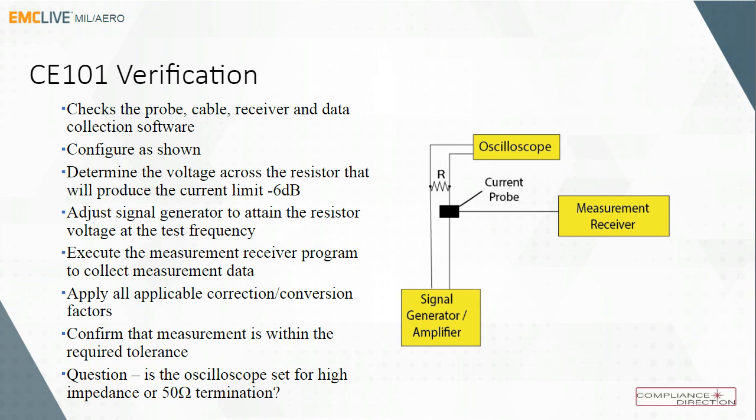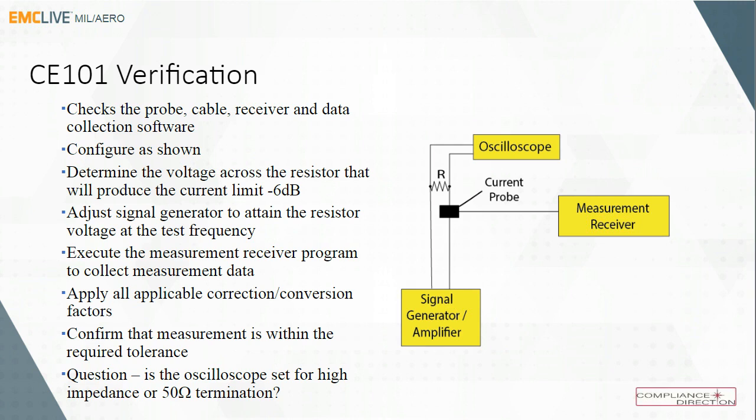6 dB is one of those default margins to see that we can accurately measure below the applied limit line here. We adjust the signal generator, and we might have an amplifier involved depending on what resistor you chose, to attain the resistor voltage at the test frequency. Execute the measurement receiver program to collect the data, have the software apply all the corrections and conversion factors, and confirm that the measurement is within tolerance of the system.